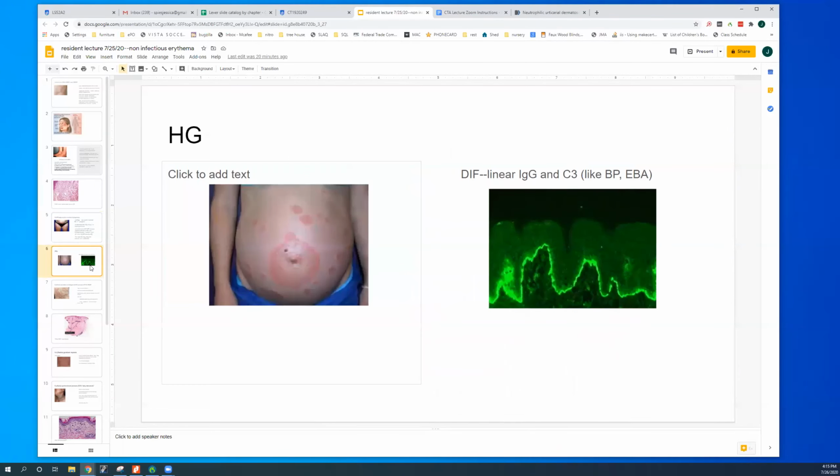And here is an example of HG. As you know, it likes the umbilicus. And here's the DIF. It looks just like bullous pemphigoid or EBA, this linear deposition. It's a beautiful example of IgG and C3.